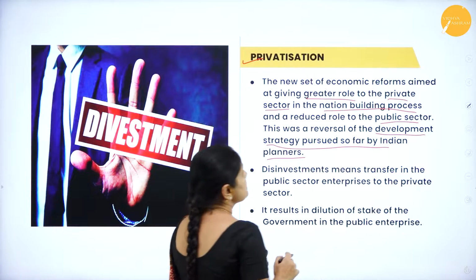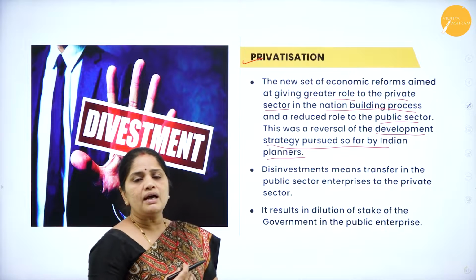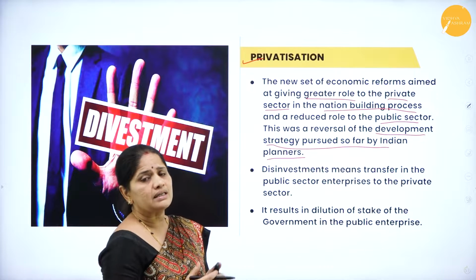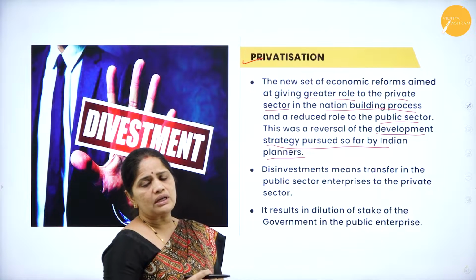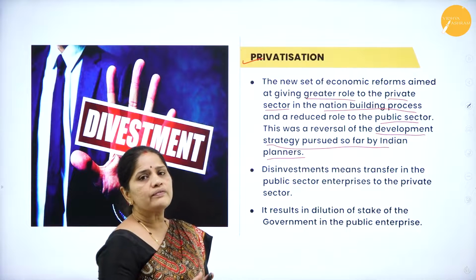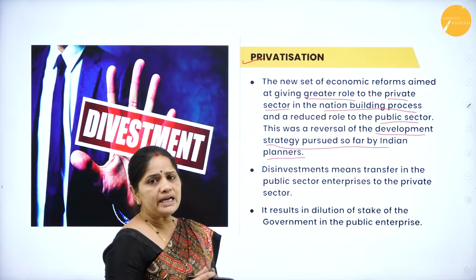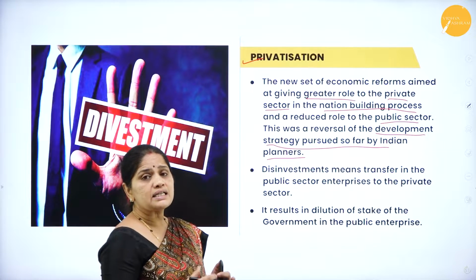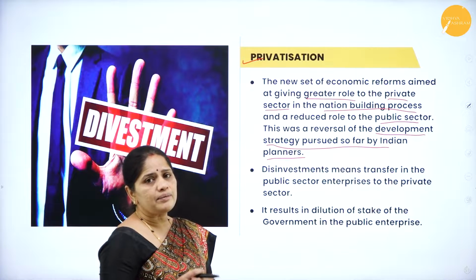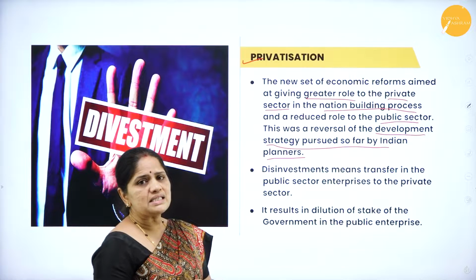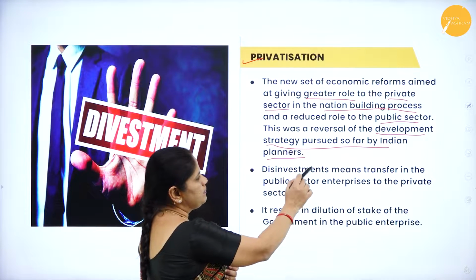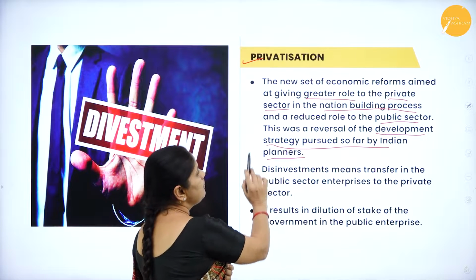So, until this concept of privatization, Indian planners used to think that Indian industry had to be protected. Almost all the industrial sector was under the control of the Indian government, and they tried to protect Indian industry from foreign companies. So this was a move against the rule. This was a reversal of the development strategy pursued so far by Indian planners.